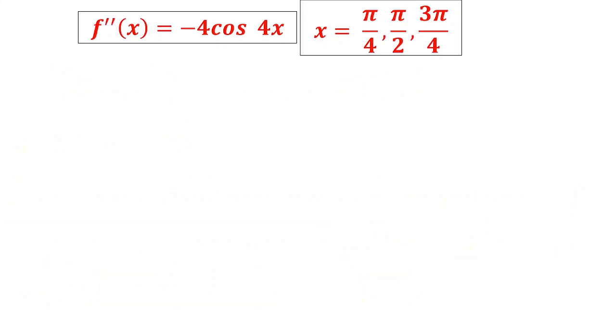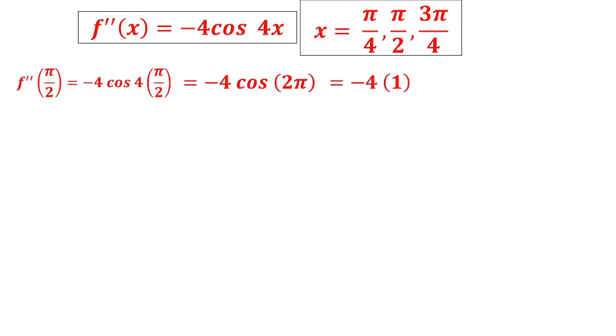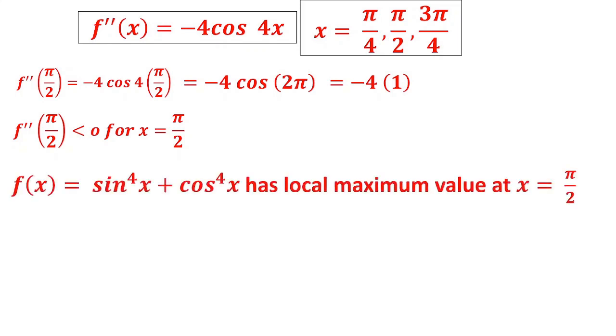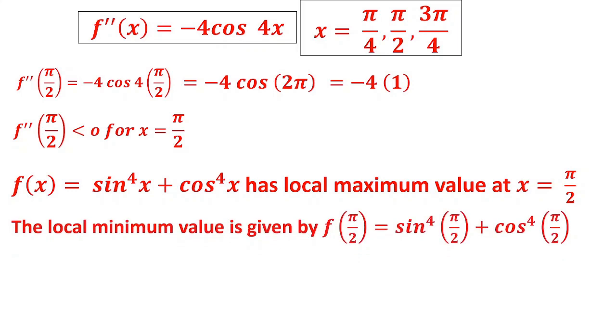Let us take the next value now. We have to take pi by 2. f double dash of pi by 2 is minus 4 cos 2 pi. Cos 2 pi is 1. Cos pi is minus 1. Well, therefore, it is less than 0. Therefore, it is a point of local maxima. I will put x is equal to pi by 2 in the function. So, sin power 4 of pi by 2 plus cos power 4 of pi by 2. Sin pi by 2 is 1. Cos pi by 2 is 0. The answer is 1.